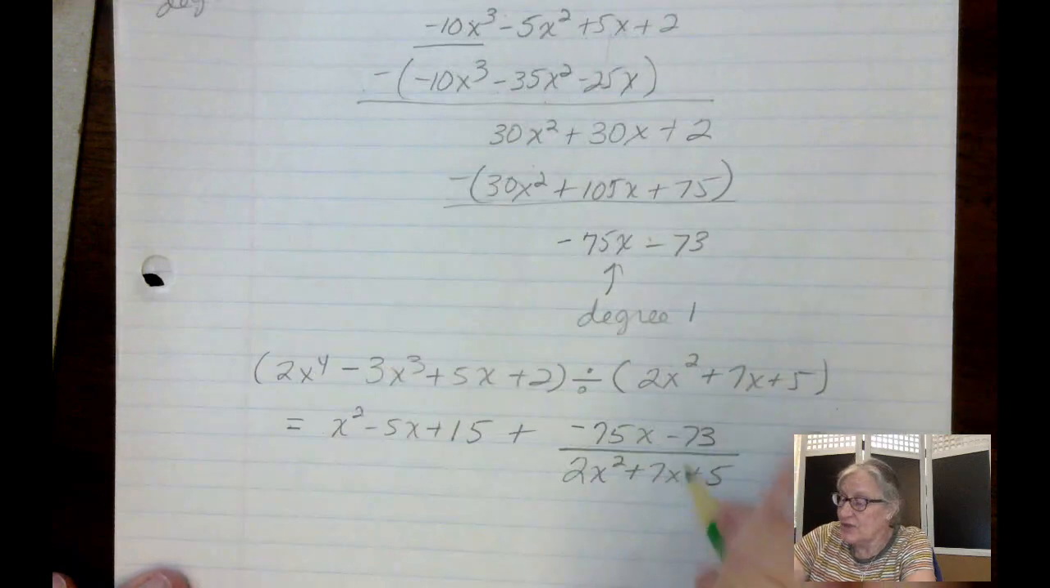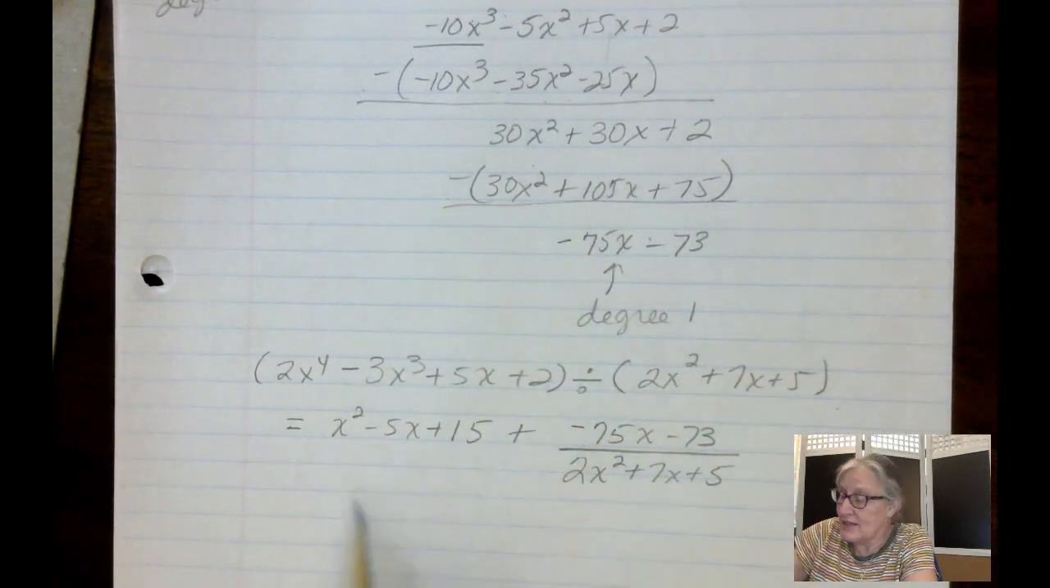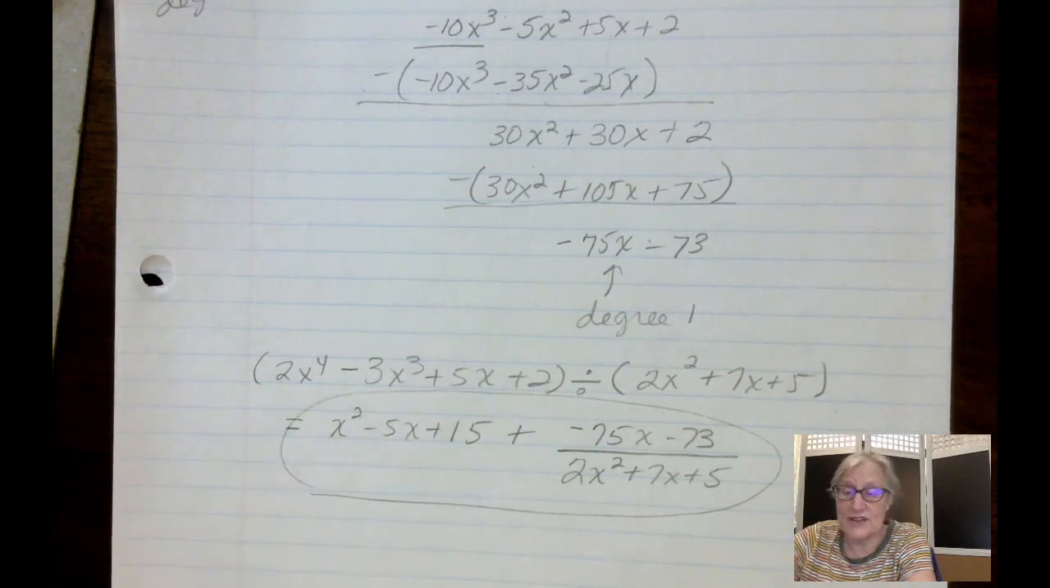Now granted, we could factor a negative out of that numerator and make this a minus, but this would be an acceptable answer as a result of the division.